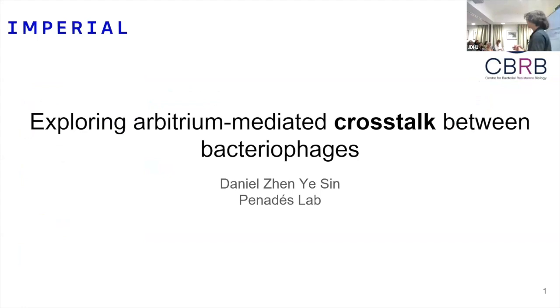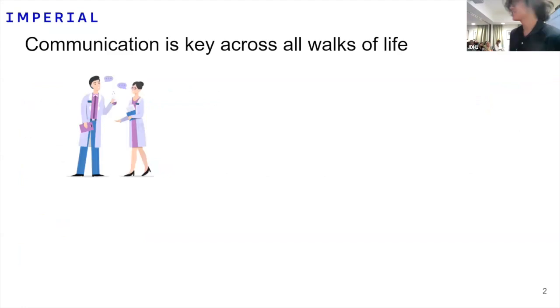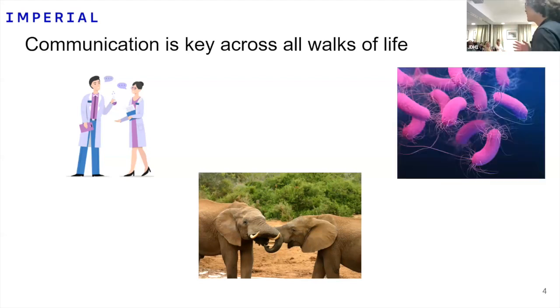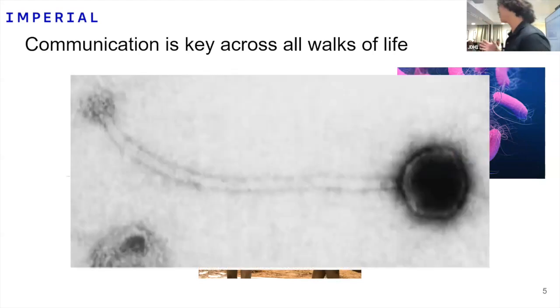Today, I'll be talking a little bit about what our lab's been working on, a project about arbitrium-mediated crosstalk. And just to preface all of this, we all know that communication is really important across all walks. That includes us yapping about really cool phage science here today. That includes other, quote-unquote, complex eukaryotes having communication, as we've learned earlier today about quorum sensing in prokaryotes. And of course, why we're all gathered here today, in phages as well.